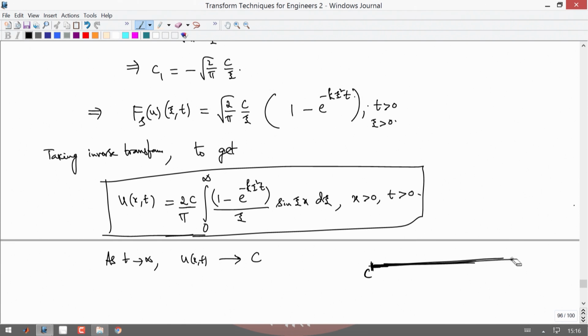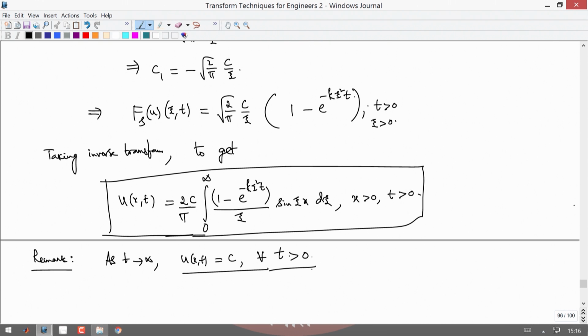So, that is what happens. So, this is the solution. So, this is a remark which is on par with the reality. So, the temperature finally is C for all times, for all t positive.